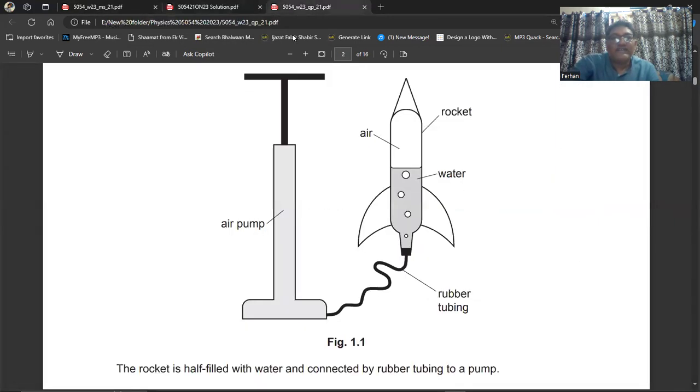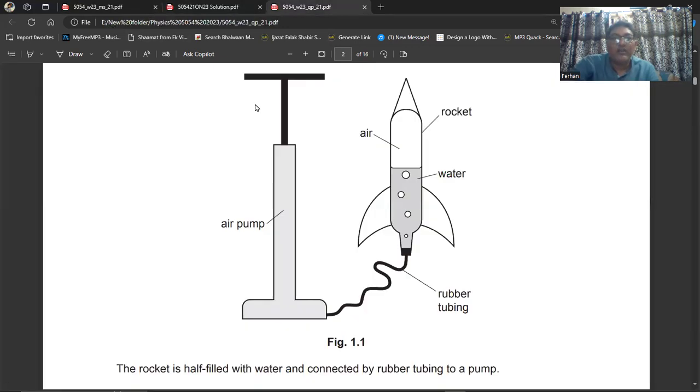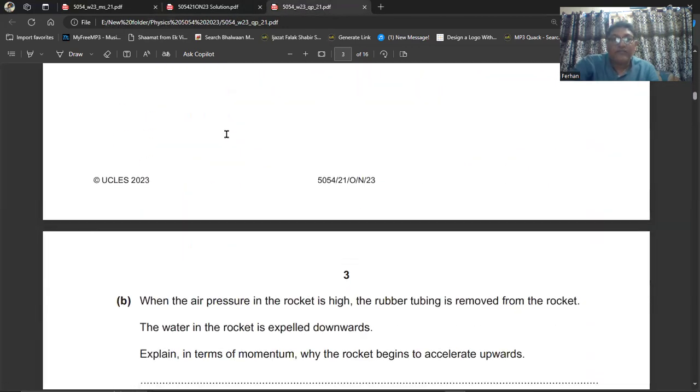So I hope you understand. If you need more time with the marking scheme, you can pause the video here and look at the marking scheme for a longer time.